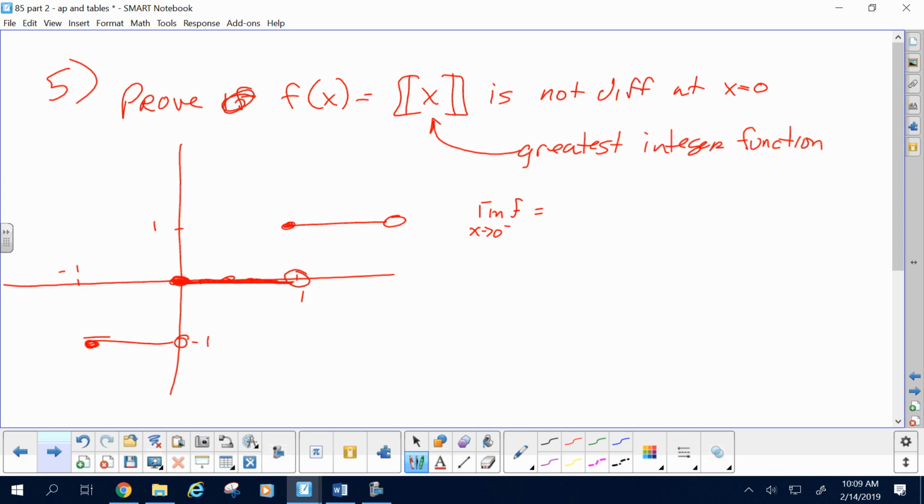If I approach 0 from the left, the y value is -1. What's the limit as x approaches 0 from the right? 0. -1 is not equal to 0, so f is not continuous and therefore not differentiable.